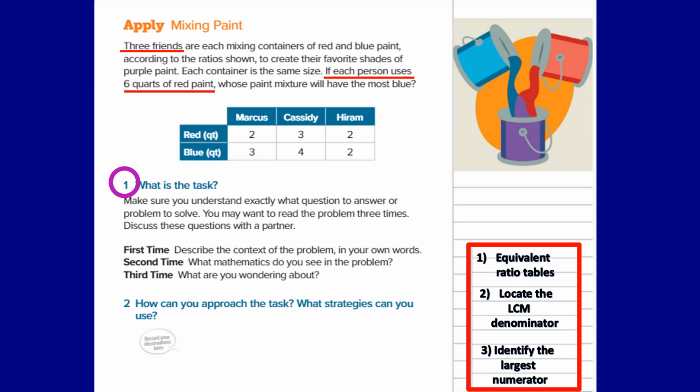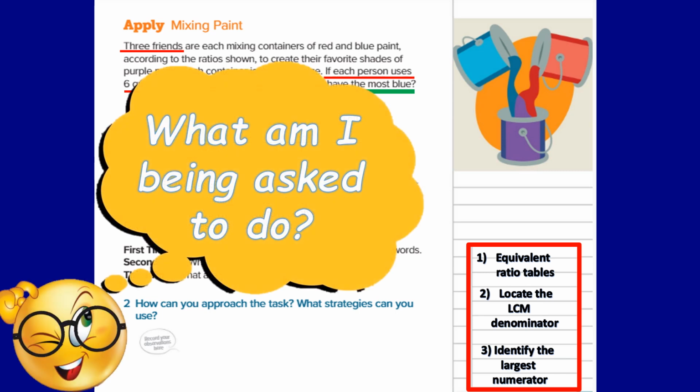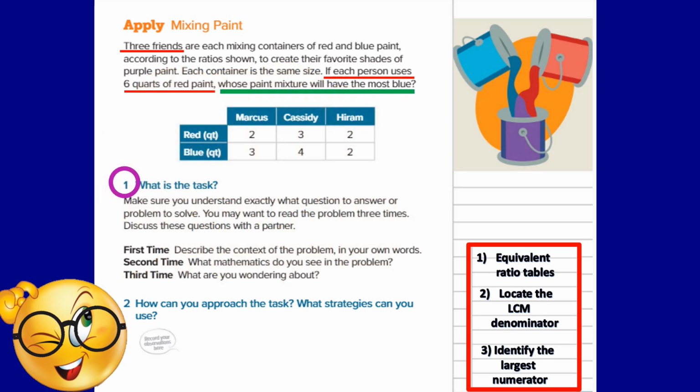And then I have to use their ratio relationship and make sure I make equivalent ratios if they have 6 quarts of red and have the proper amount of blue. So then it's asking what paint mixture will have the most blue. Is it going to be Marcus, Cassidy, or Hiram? So how am I going to go about doing this then?